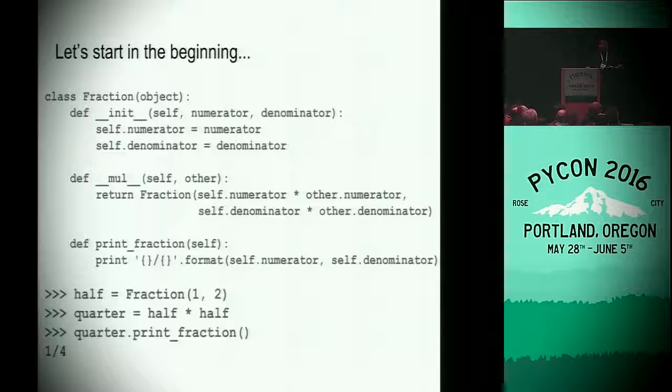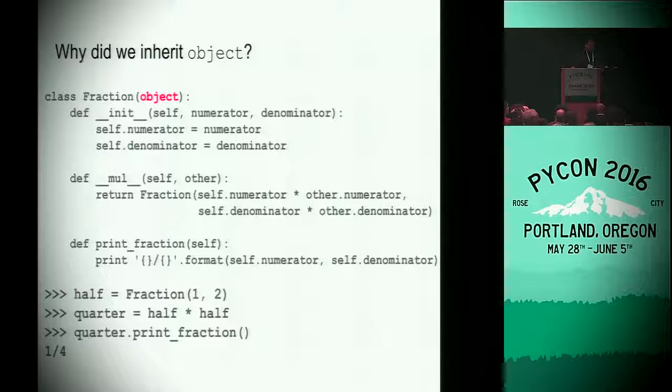So down at the bottom, we just have a simple interpreter session where we use it. We make the fraction a half. We multiply a half times a half and see that it gives us the result that we thought, a quarter, 1/4. So it looks like really simple code, but a lot actually went on here.